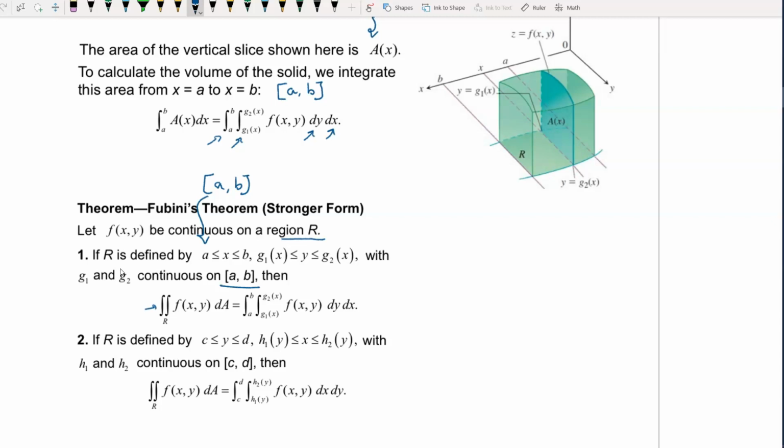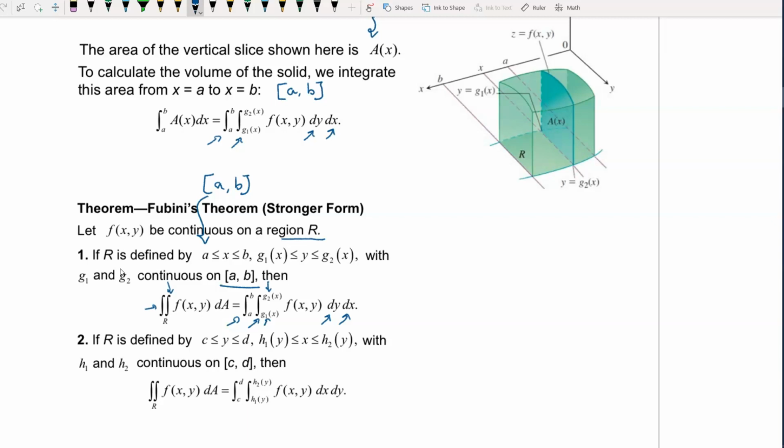the double integral of f(x, y) over R is equal to the outer integral and the inner integral, based on the intervals that we have for x and y. For x, we have a, b, and for y, we have g1(x), g2(x). So this is what we have for the starting and ending points of f(x, y), with respect to y for the inner and with respect to x for the outer integral.